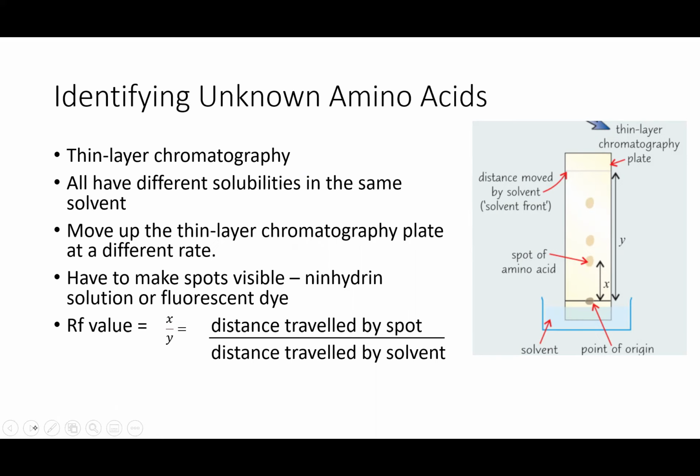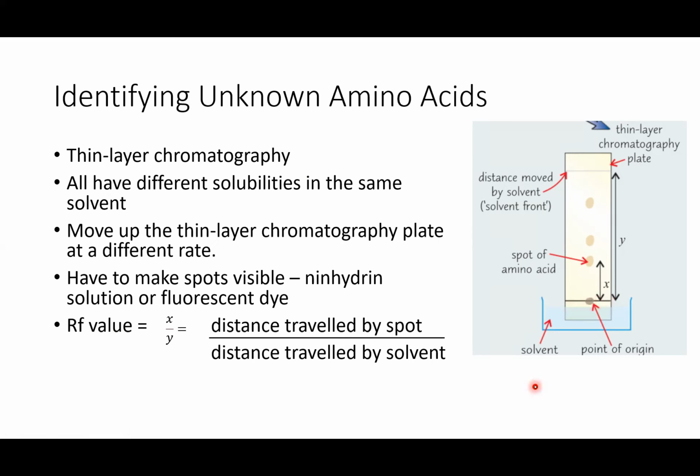So what you do is you draw a pencil line near the bottom of a thin layer chromatography plate. A thin layer chromatography plate is either a piece of plastic or glass covered with a thin layer of silica gel or alumina powder. We draw this pencil line near the bottom of the plate, and we put a concentrated spot of the mixture of amino acids on it. You can see that right here. We've got the pencil line, and then we've got this concentrated spot right there.